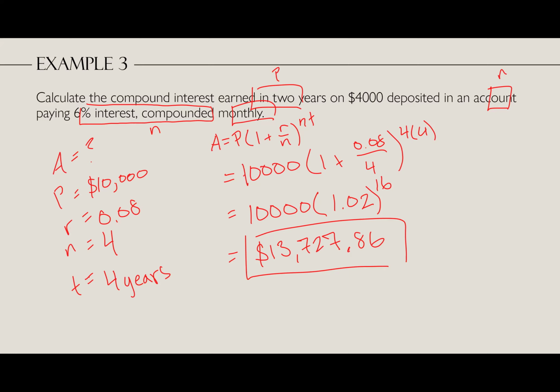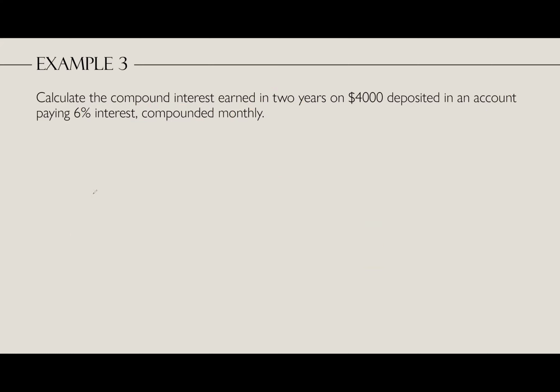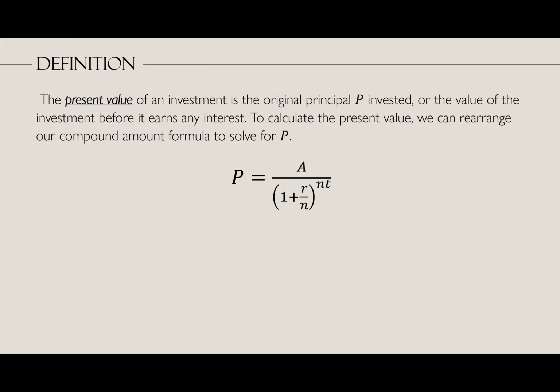In other words, what if I want to ask, for example, if I want this much money after 20 years, how much money do I need to start off with? In other words, what do I need to be my principal to get this particular future value? Well, this is what we're going to call our present value, or in other words, our original principal. We're still using P for this. And this is actually the exact same formula, just rearranged.